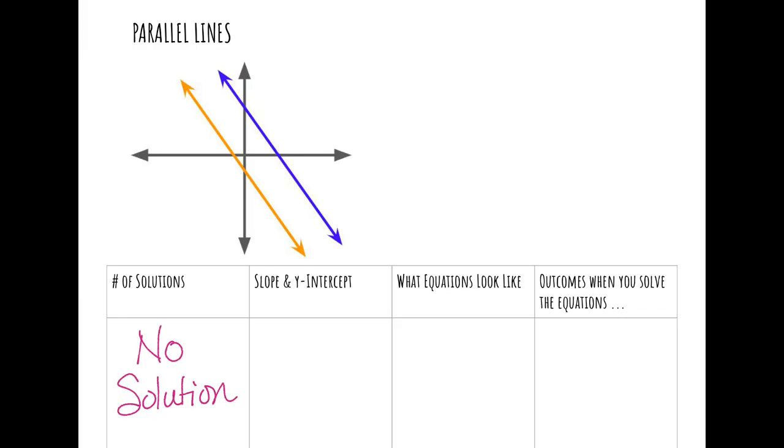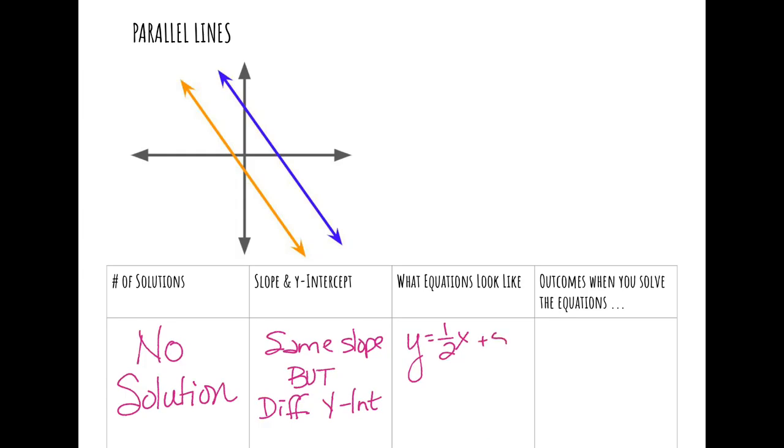And we can tell that when we look at the equations, because the slope of two lines that have no solution will be the same. We'll have the same slope, but different y-intercepts. Different y-intercepts. And so what would equations that are parallel look like? Well, they might have a slope of 1/2 x plus 5. And the second line would have to have the same slope, but a different y-intercept.